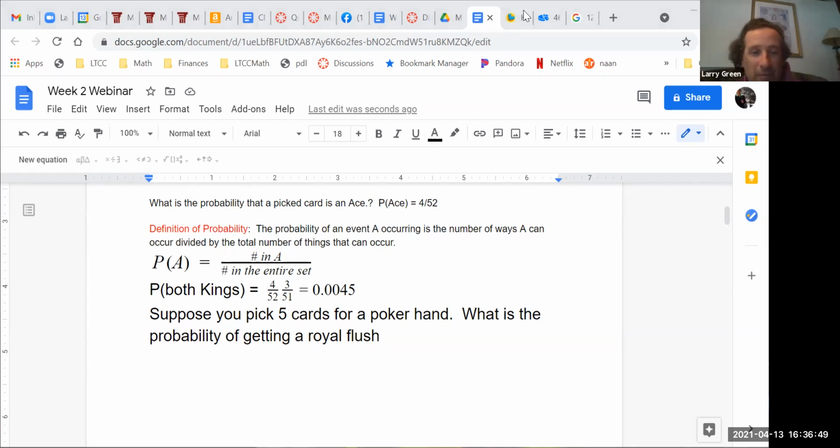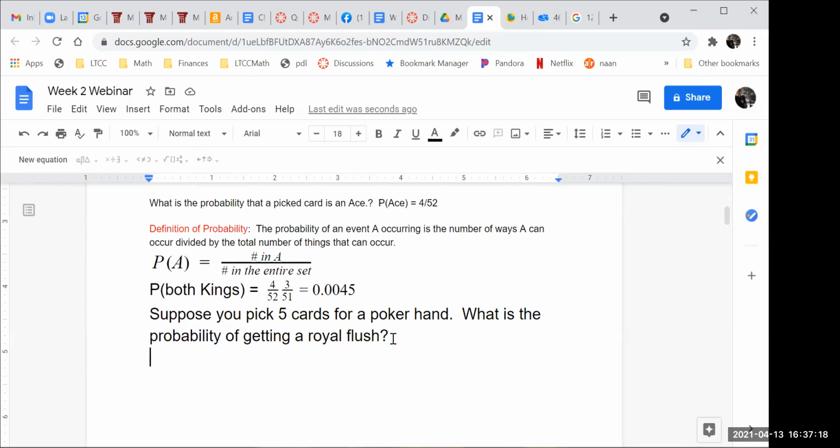Can you tell everyone what a royal flush means? What does it mean to get a royal flush? It's got to be someone who knows poker, even the basics. Royal flush. Ace high, straight flush, a hand consisting of cards ace, king, queen, jack, and 10 of the same suit. Exactly. That's a royal flush.